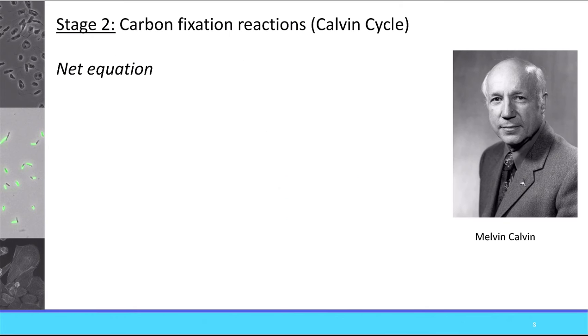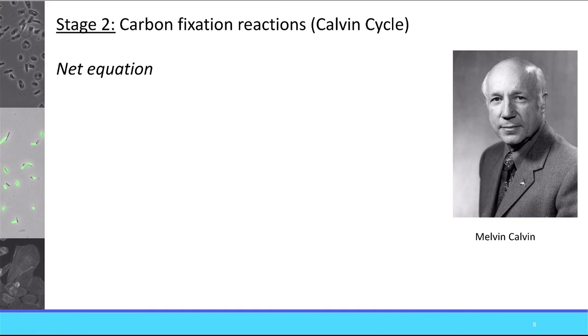All right, so now we are ready for stage 2, which is known as the carbon fixation reactions, and it's also known as the Calvin cycle. The name Calvin cycle actually comes from Melvin Calvin. Here on the right is a picture of Melvin Calvin, and he actually figured out how the entire Calvin cycle works. And he won the Nobel Prize in Chemistry in 1961. So the Calvin cycle is actually named after him.